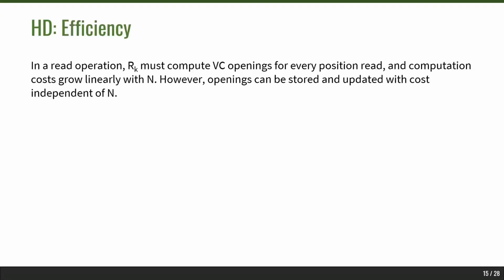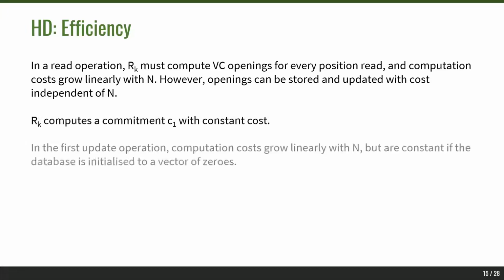In a read operation, the reader must compute openings for every position that is read. And because we're doing this, computation costs grow linearly with the number of entries in the database. However, we can store these openings and update them with cost independent of n. The reader also computes a commitment C1 with constant cost. And in the first update operation, computation costs grow linearly with n, but are constant if the first database is a vector of zeros.